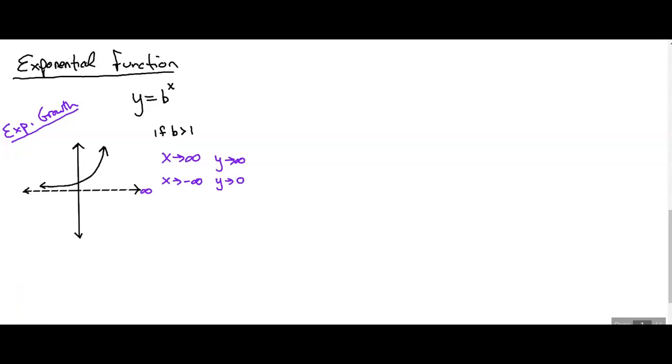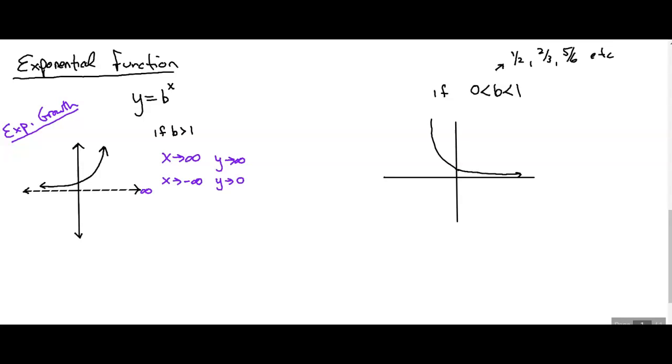Now, if 0 is less than b is less than 1, so this is not b negative, this is if b is between 0 and 1, like 1/2 or 2/3 or 5/6, et cetera, then what you have is exponential decay. The graph actually goes the opposite way, but still the x-axis is a horizontal asymptote.